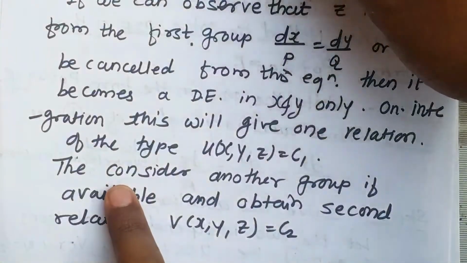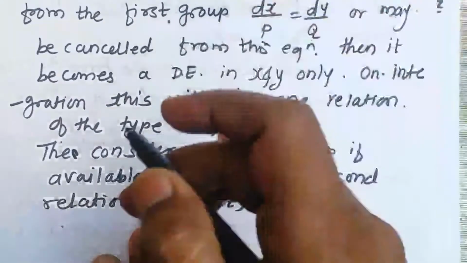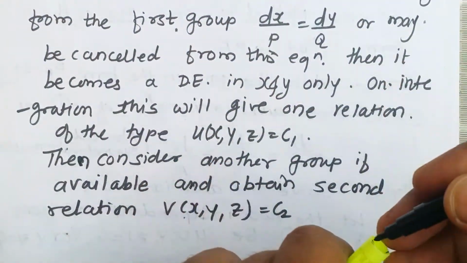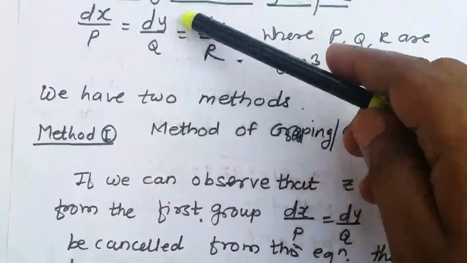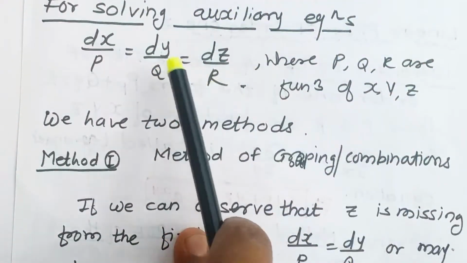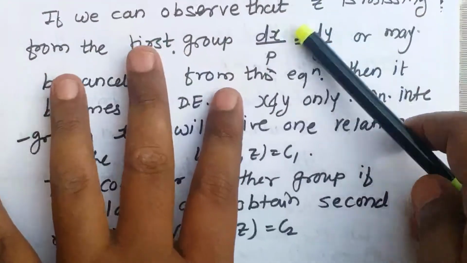Then after that, consider another group if available. Now again you need to check, one group we have formed of the first two, right? So how many are left there? The group of second and third, and the group of first and third. So total three groups are available there, right? Out of that, one we have taken.